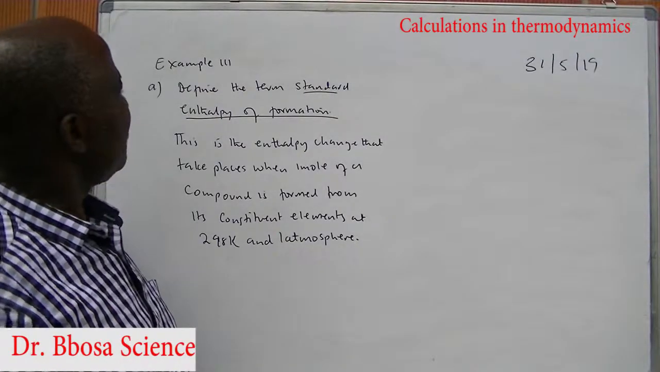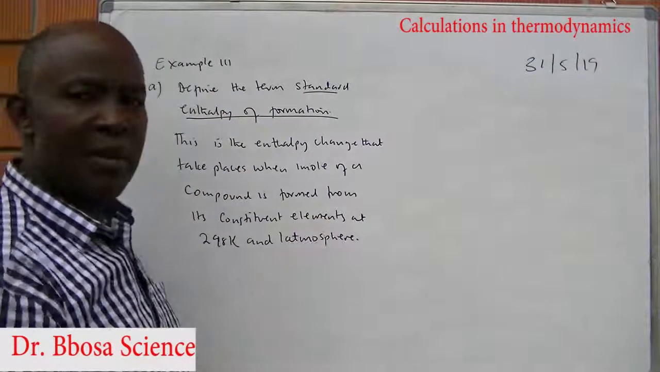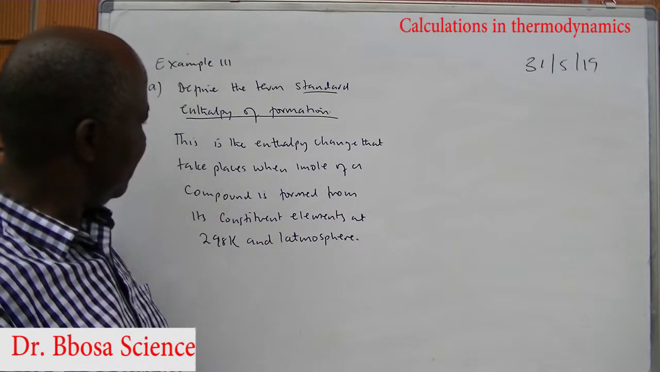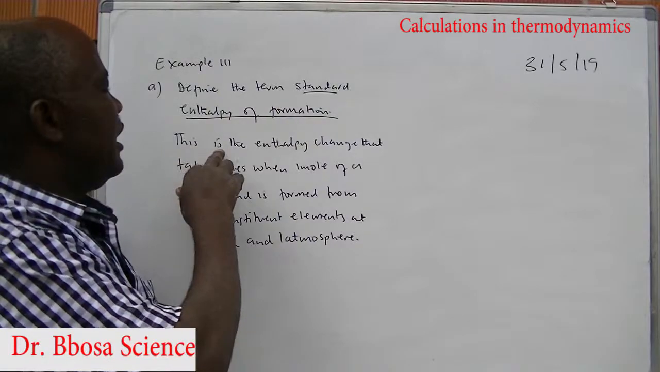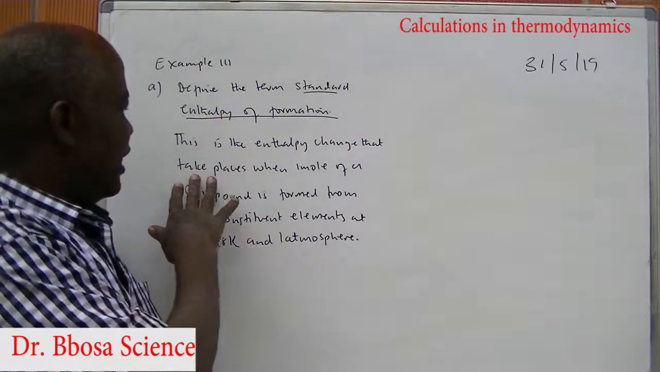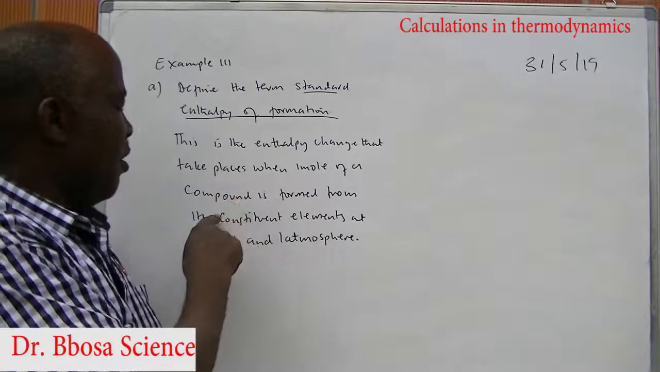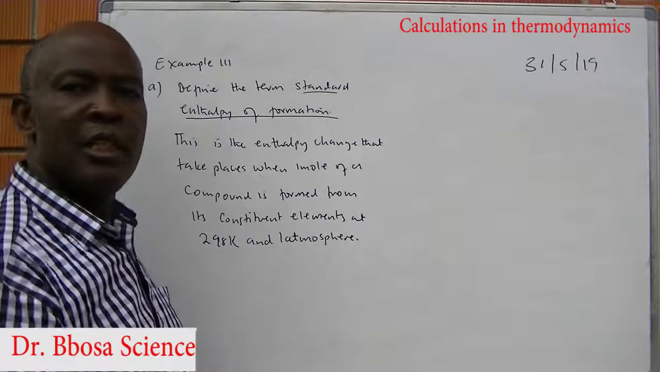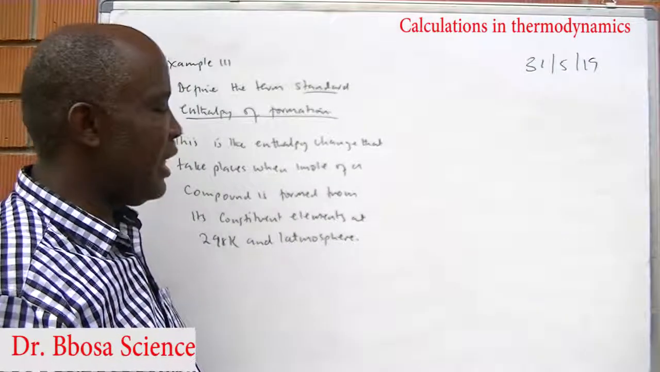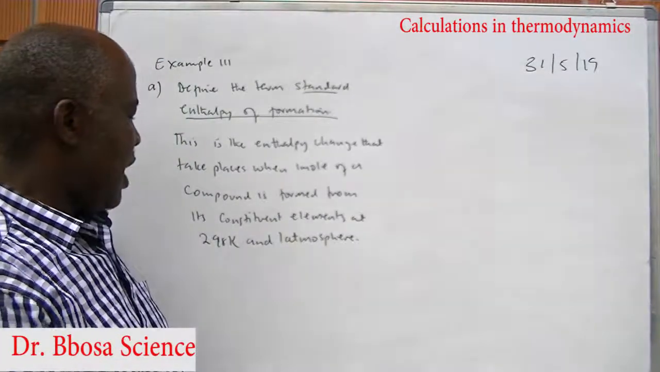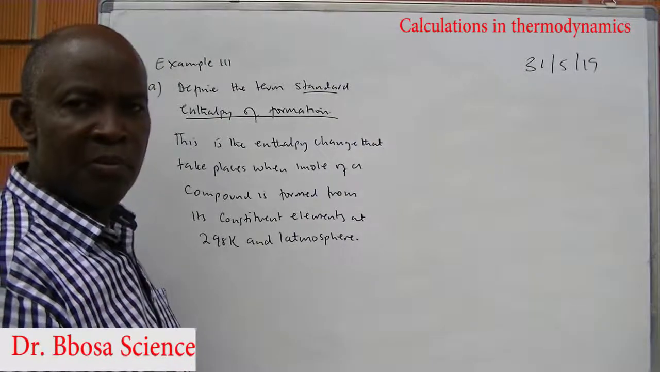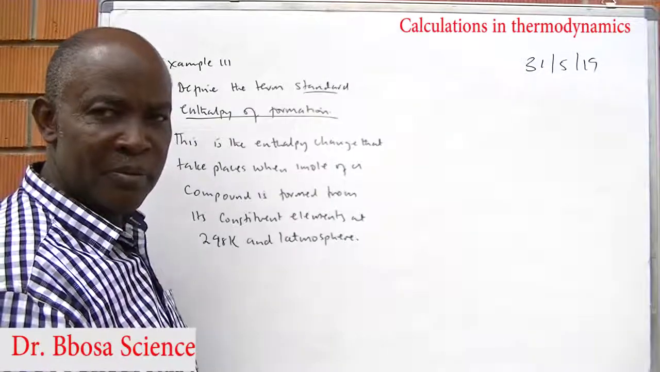Example 3: define the term standard enthalpy of formation. This is the enthalpy change that takes place when one mole of a compound is formed from its constituent elements at 298 K and 1 atmosphere.